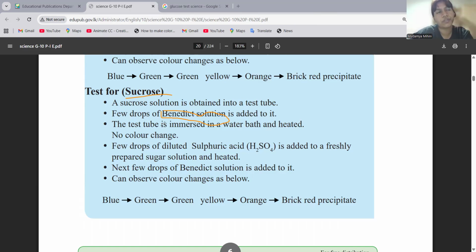So as usual, what we do is get sucrose, we add the Benedict solution, and then we keep it in a water bath and heat it. So we don't directly heat it, but we heat it indirectly using a water bath. And first, you'll see that when you use disaccharides, there will be no color change. So this is when the difference occurs compared to the monosaccharide part. So we use diluted sulfuric acid, H2SO4. Even if you write diluted H2SO4, that would be enough for your exam.